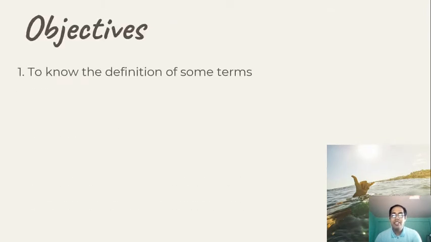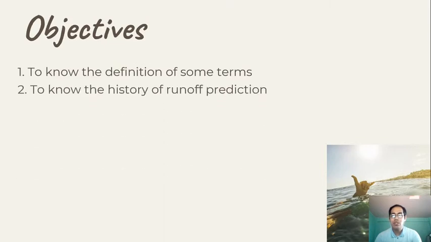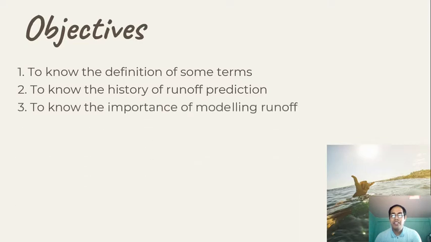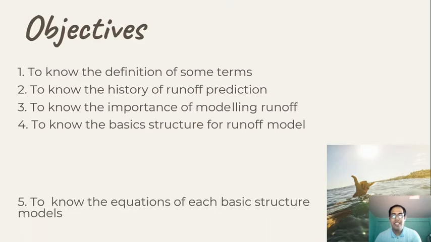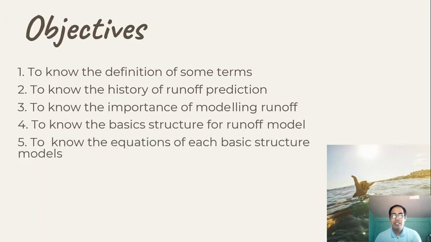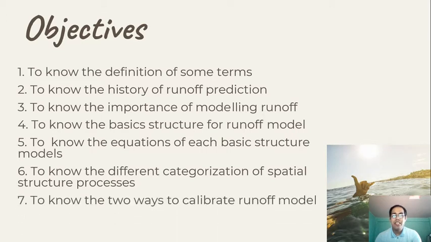But before that, we know first the objectives of this presentation. First is to know the definition of some terms. Second is to know the history of runoff prediction. Third is to know the importance of modeling runoff. Fourth is to know the basic structure for runoff model. Fifth is to know the equations of each basic structure models. Sixth is to know the different categorization of spatial structure processes. Last is to know the two ways to calibrate runoff model.